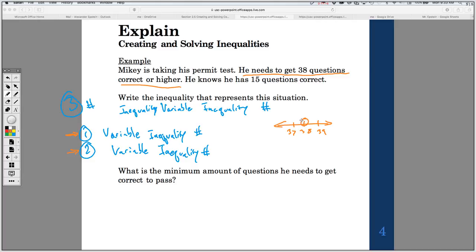Okay, Aureliana, to the right or left? What do you think would be a correct answer, 37 or 39? 39. The questions are higher, so it will be at 39. So now we have, what variable did you guys use? M for what? Mikey. Okay, for Mikey. Any other variables? P for what? Okay, for permit test.